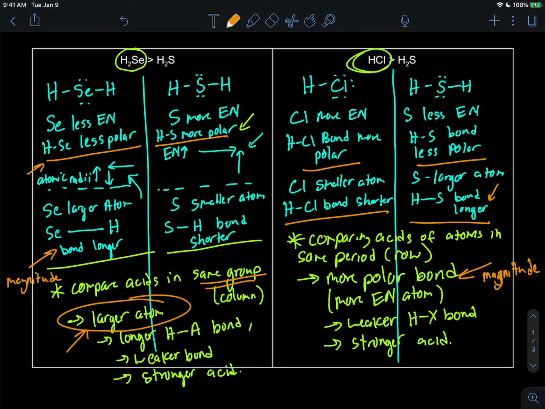So again, we're comparing these. We need to think about which one: are we comparing them in the same group? Are we comparing them in the same period? And how does that relate to the strength of the acid? So this is dealing with binary acids.